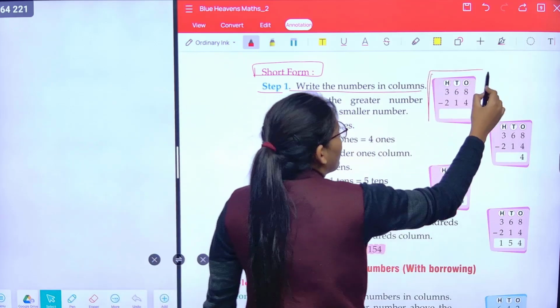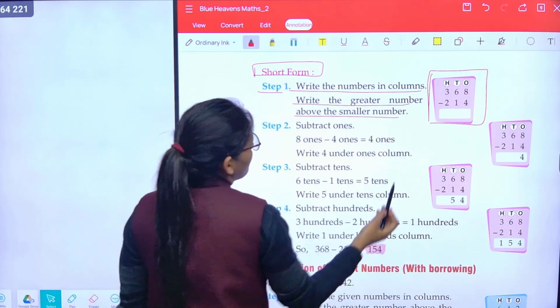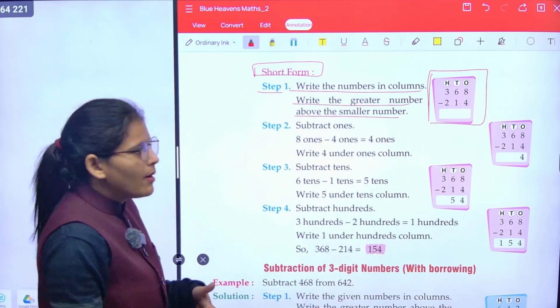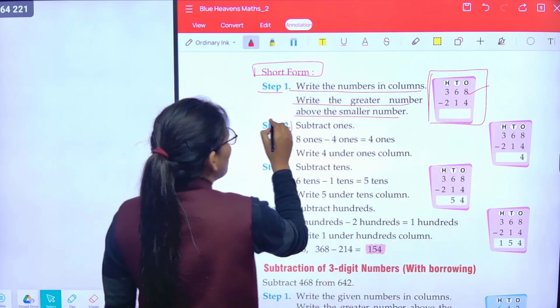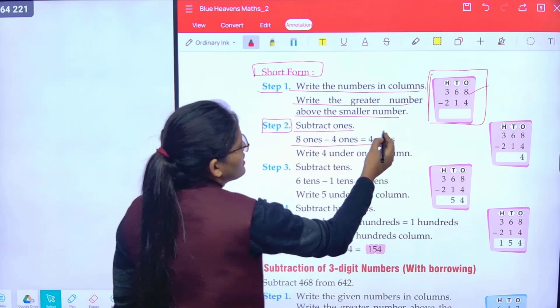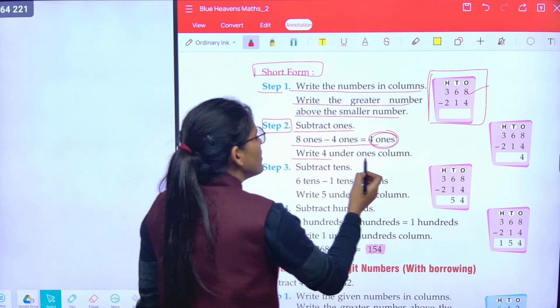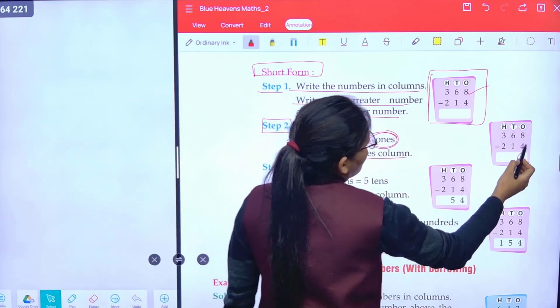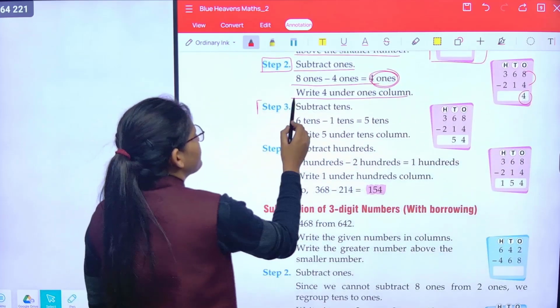Firstly, you have to arrange the numbers in column. Write the greater number above the smaller number. Okay. Step 2, subtract ones. 8 ones minus 4 ones is equal to 8 minus 4, 4. Now write 4 under ones column.